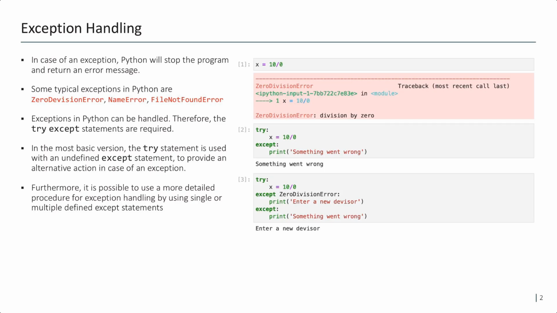In the most basic version, the try statement is used with the except statement, which does not contain any detailed information about the exception itself. An example is given in the input cell number 2 to the right of this slide. Furthermore, it is possible to provide more details about the exceptions to be able to treat the different exceptions in different manners. An example is provided in the input cell number 3, wherein zero division error is treated differently.